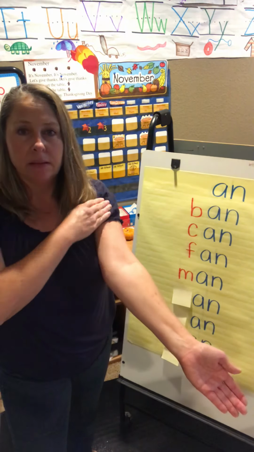What happens if I put a P in front of an? What word do I make then? P says p, A says a, N says n. Here we go. Let's sound it out. It's p, a, n, pan. Good.